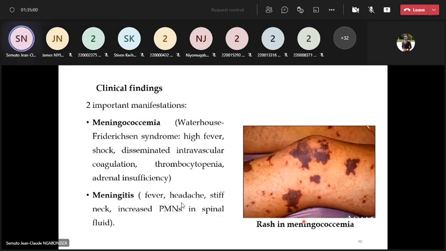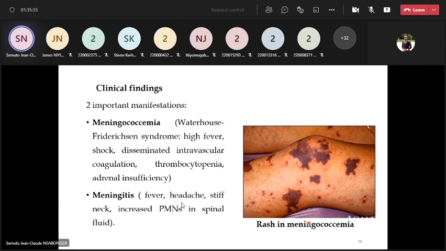As clinical findings, this is meningococcemia, septicemia of Neisseria meningitidis, also called Waterhouse-Friderichsen syndrome. There is high fever, shock, disseminated intravascular coagulation, thrombocytopenia, adrenal insufficiency, followed by death. So when the pathogen disseminates, death can come quickly.